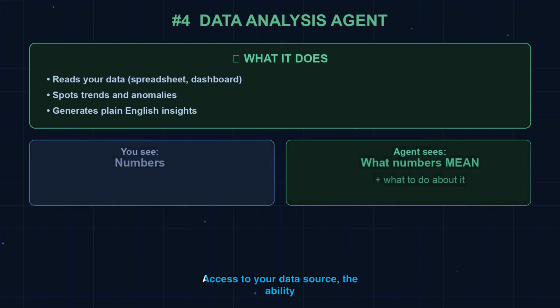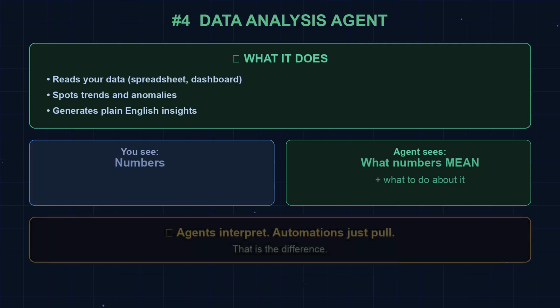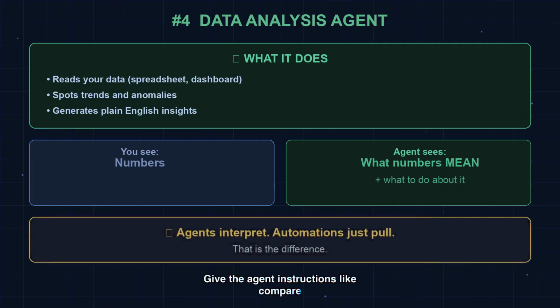What it needs: access to your data source, the ability to read and analyze structured data, and text generation for the summary. How to build it: upload a spreadsheet or connect to your data. Give the agent instructions like compare this week to last week, identify the top 3 changes, explain why they might have happened, and suggest one action for each. Test it with real data and refine. This is where agents really shine over automations. An automation can pull the numbers. An agent can interpret them.